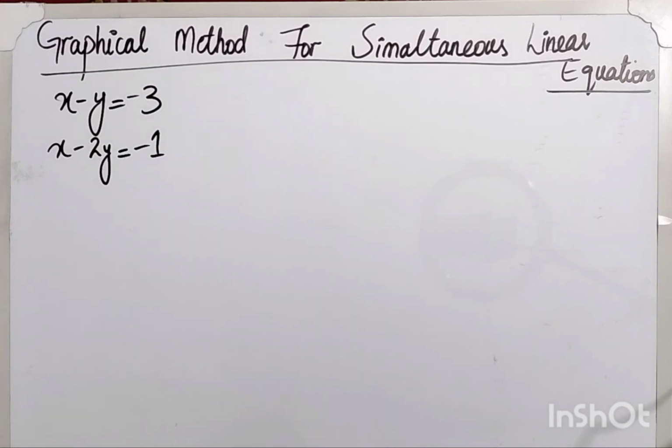Today we are going to study the graphical method for simultaneous linear equations. This means that we have to solve the simultaneous equations using the method of graphs, where we can find out their intersecting values and find out the solution for the graphical equations.